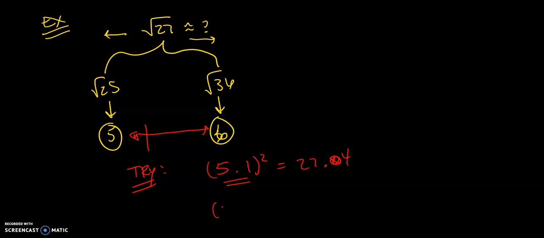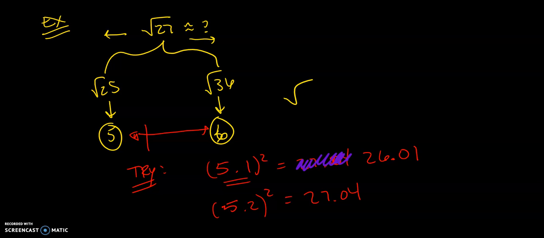So why don't we just try 5. You know what? All right, I need to back up here really quick. That's not true, okay? That is not true. So we're going to try 5.2 as well. Now 5.2 squared is 27.04. So I went just over. 5.1 squared is 26.01.